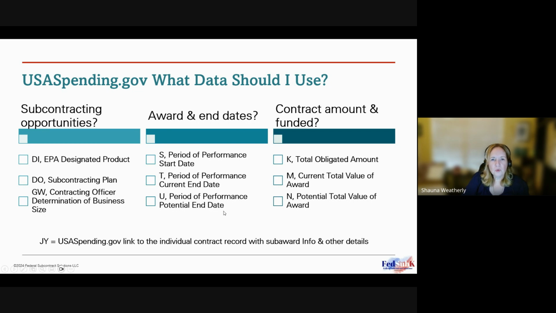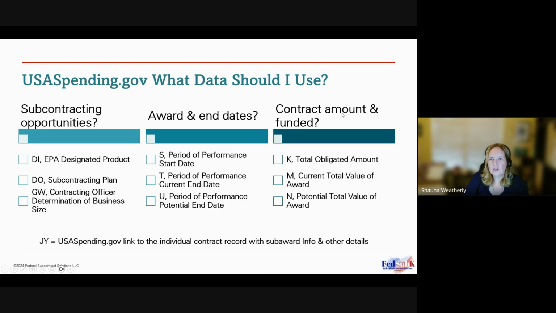Award and end dates are important to know. You want to know when a contract started, because if it started recently, there might be some subcontracting opportunities or some opportunities to get in. You want to know when it ends currently. That'll tell you when the current order ends. And you want to know the potential end date. The reason you want to know the potential end date is that can tell you if there's options available or option years available. That tells you when it really, really ends. So if we have a 5-year contract, the current end date may be 12 months from now, but the potential end date could be 3 years from now. That lets you know how much time is still available, that contract could still be alive.